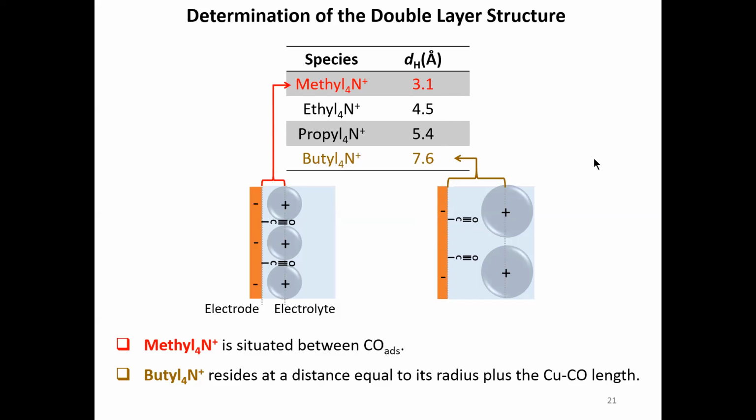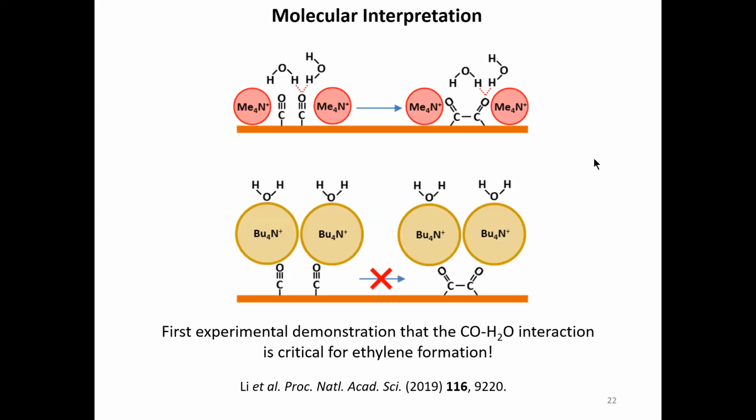Now, with this, I'd like to conclude this first project. So we were able to, with our infrared spectroscopy, identify an intermolecular interaction that is apparently of critical importance for the formation of ethylene during CO reduction.